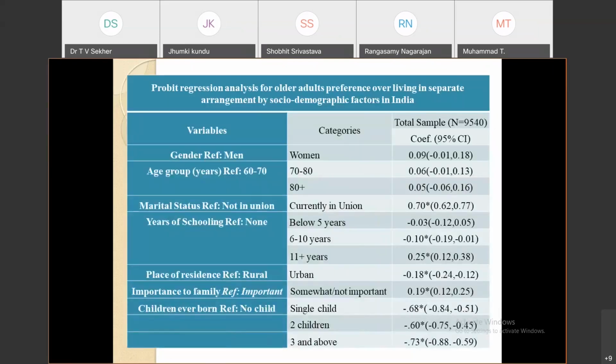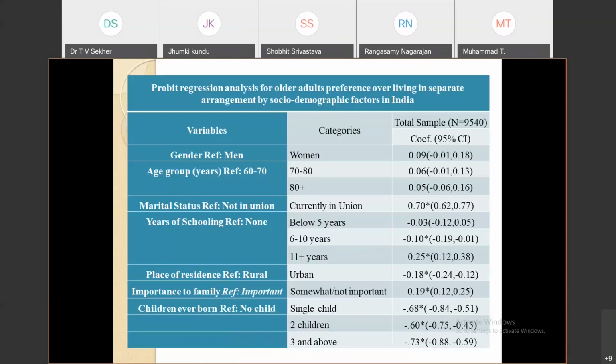Coming to the multivariable probit regression results, as we see here, marital status is significant and positively associated with separate living among older adults, showing that those who are married prefer separate living more, and those who are highly educated also prefer separate living. The place of residence shows a negative association with separate living, where the rural older population prefer separate living more. In urban areas, they are already fine with it, maybe because of the solo living they are already in.